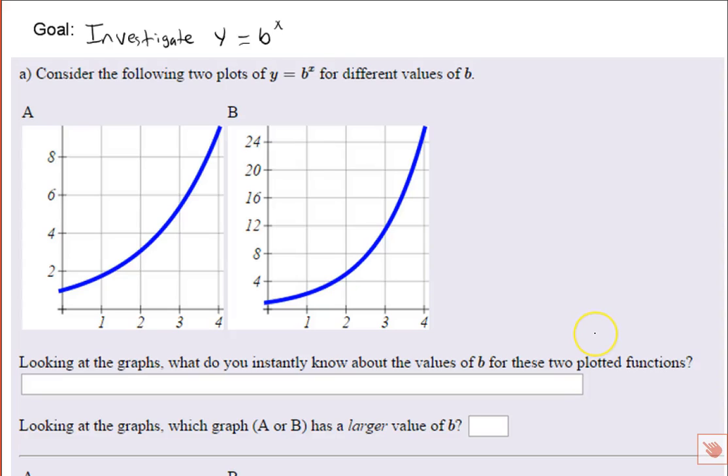In this video, we're going to look at the exponential function y equals b to the x, and we're going to concern ourselves with how the graph behaves for different values of b. So first, let's do a quick exploration with different values of b.